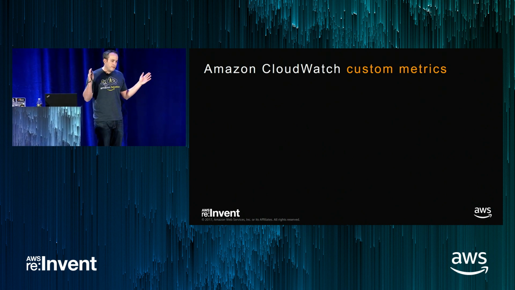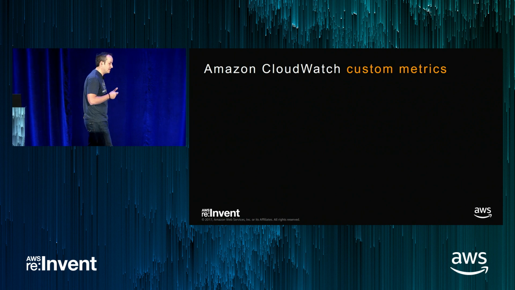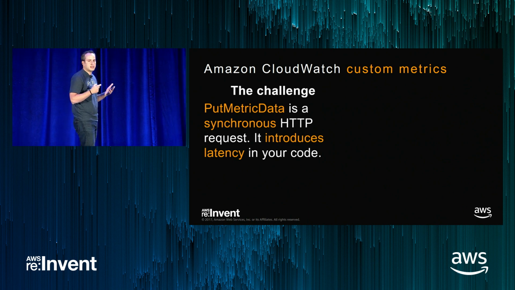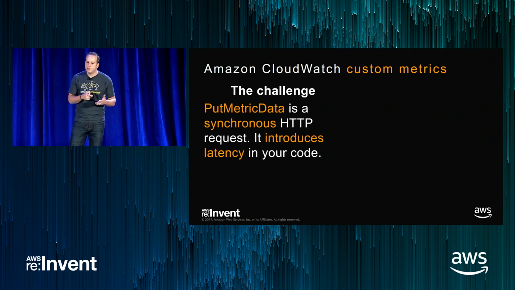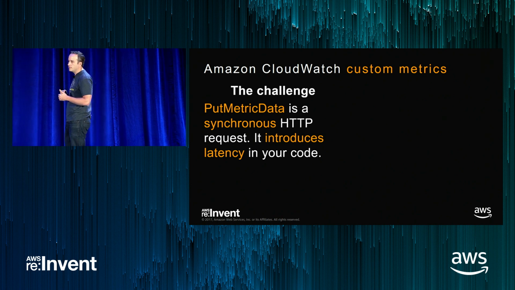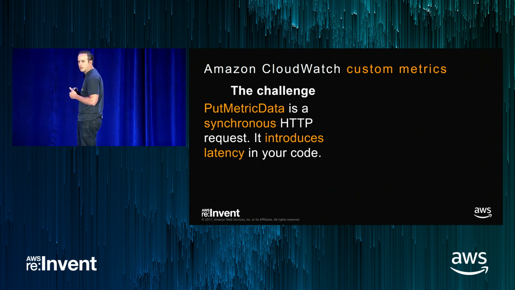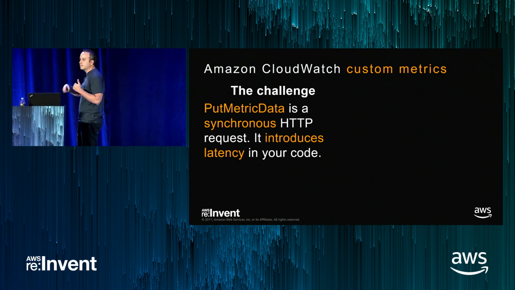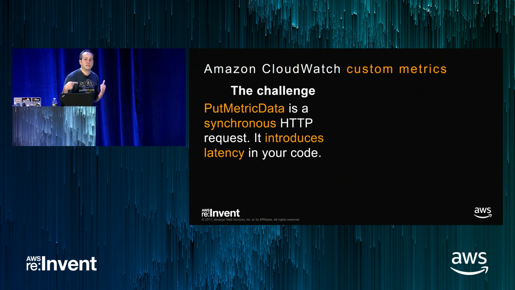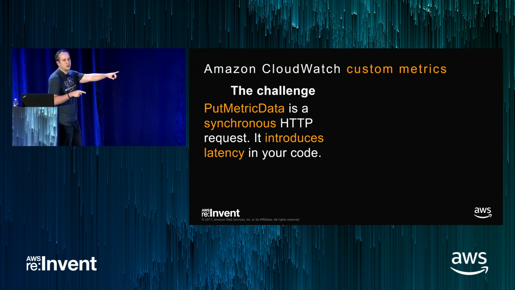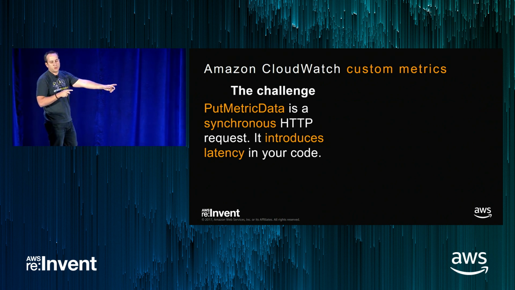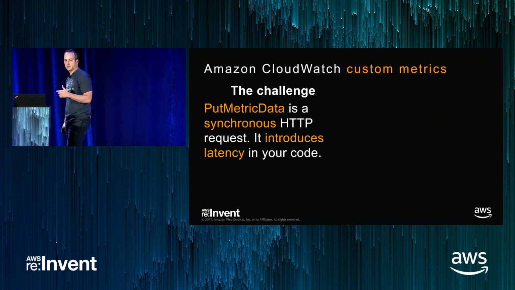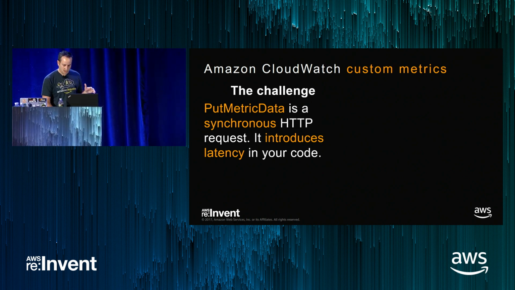So let's start with the first thing. We're going to talk about sending custom metrics to CloudWatch. The challenge: we want to send custom metrics to CloudWatch, but to do that, we need to call PutMetricData, which is a synchronous HTTP request, right? So if every time your application is running, let's say you want to register a counter or how long a specific operation took, you need to send an HTTP call to the CloudWatch API and wait for that response before you can start doing things again, you're introducing lots of latency into your application. It's just not feasible, it doesn't work.